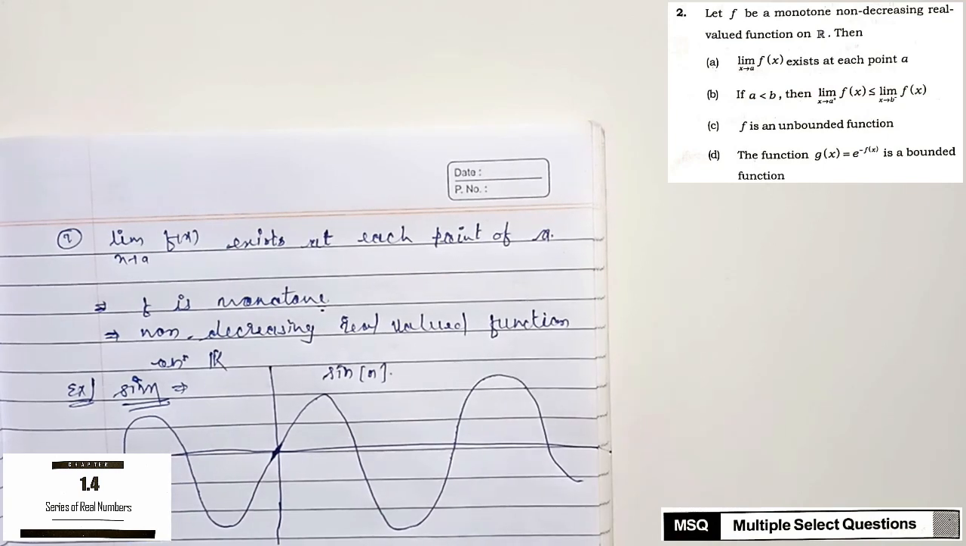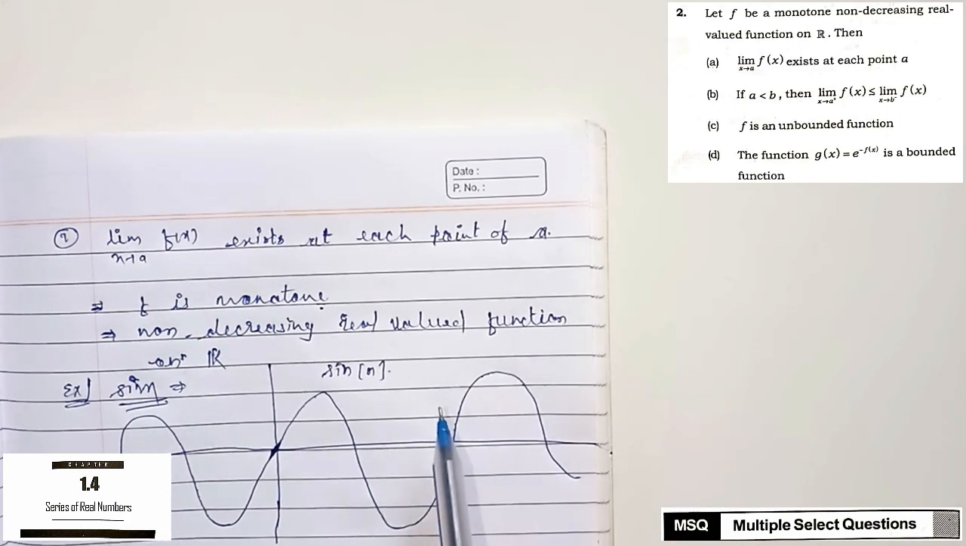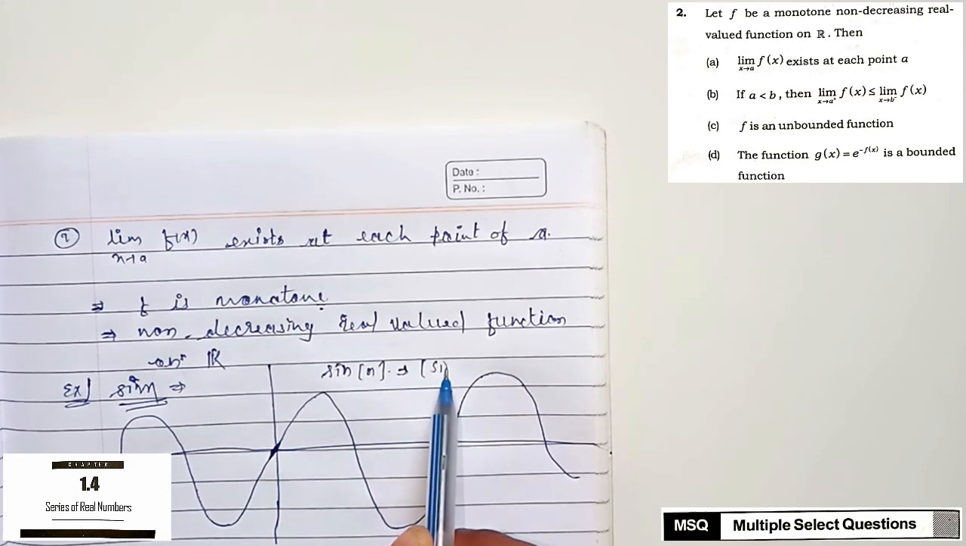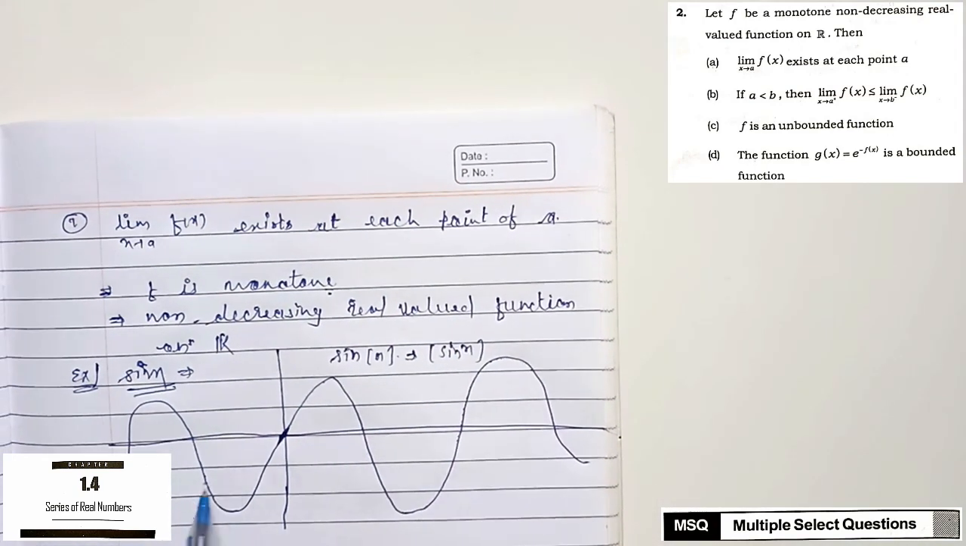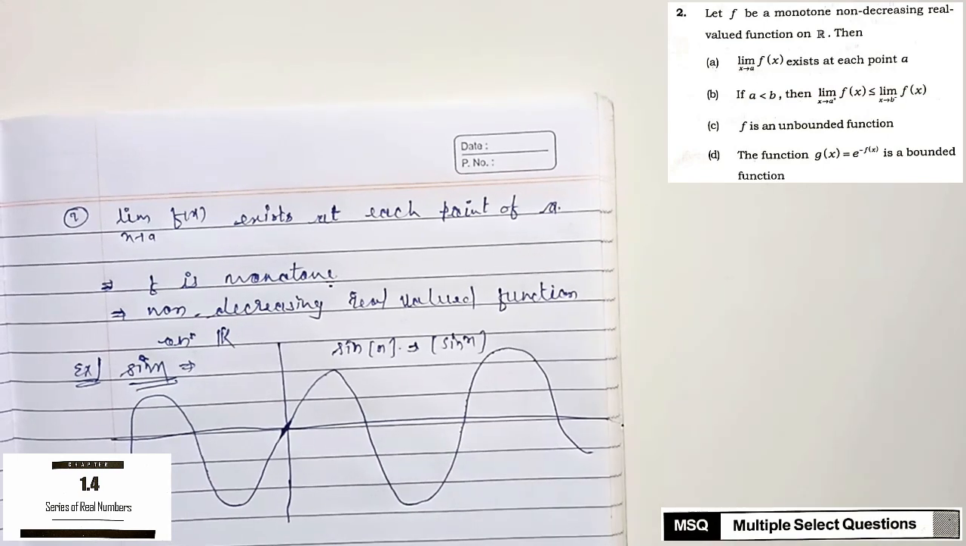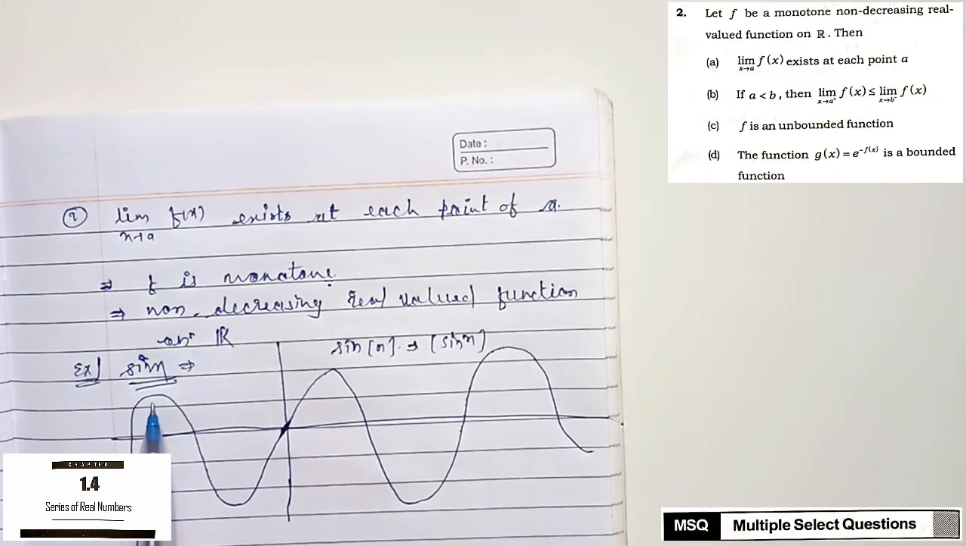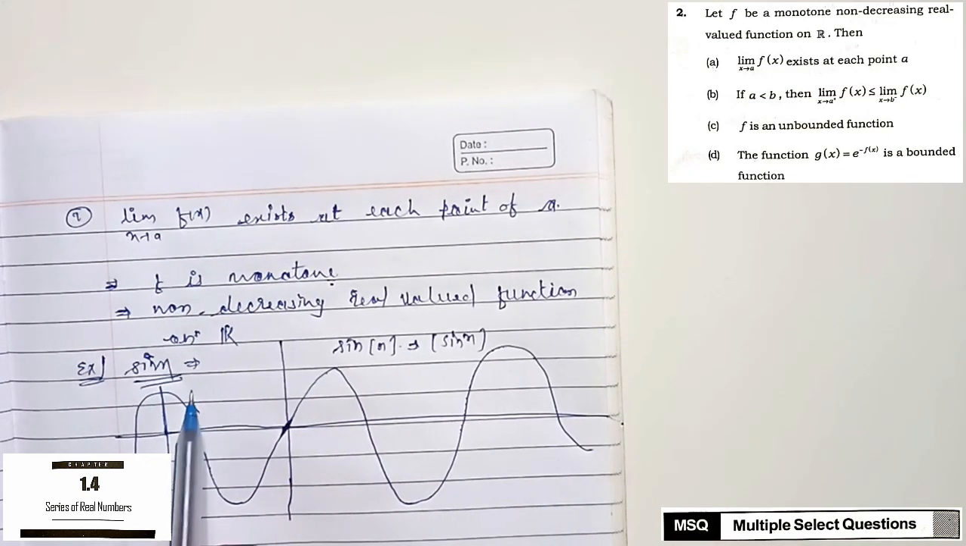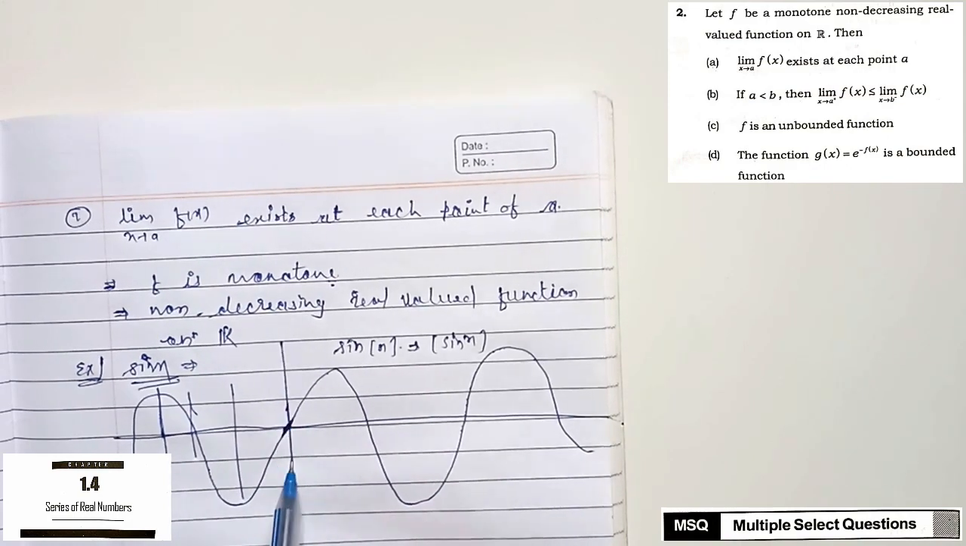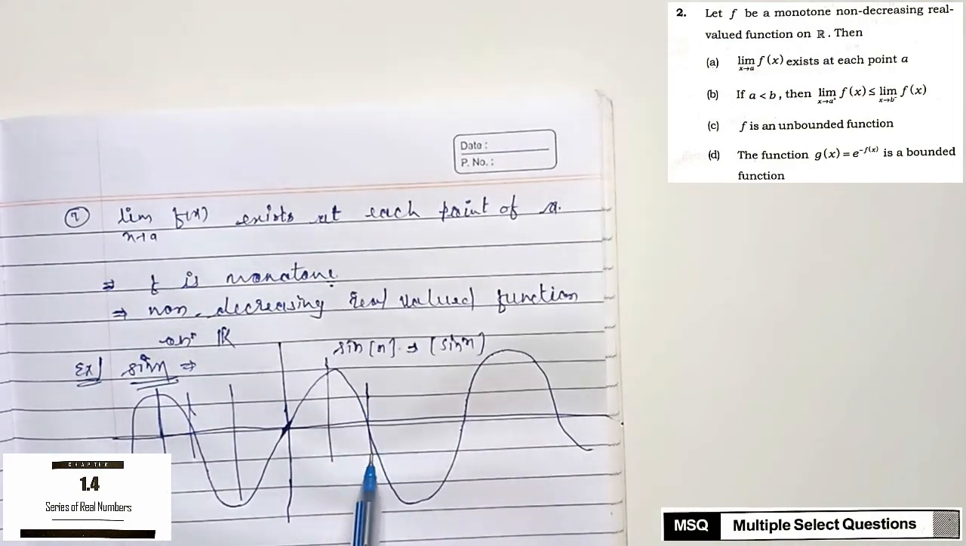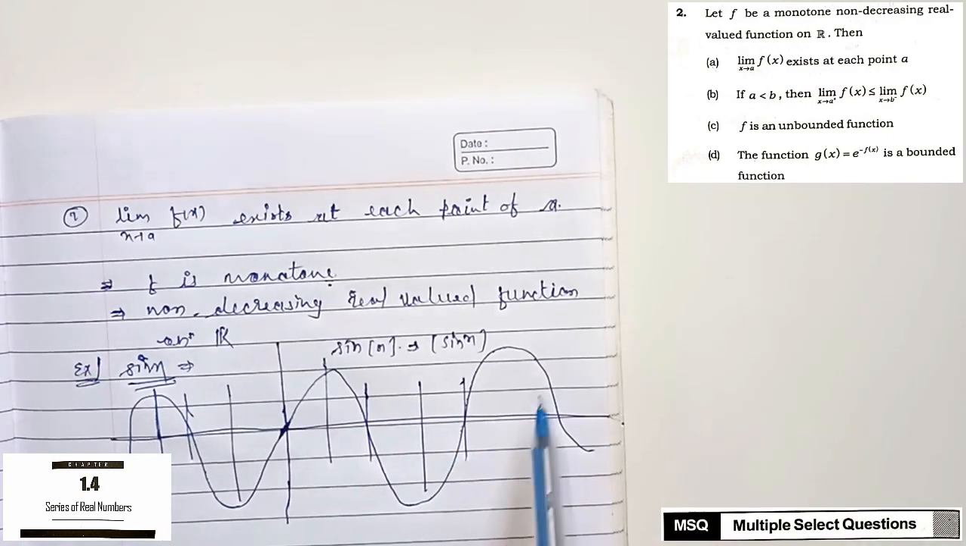So the greatest integer function of sin x means we want a graph which is piecewise continuous. It is the definition for the greatest integer function. So we want the graph of the greatest integer function of sin x. This is one interval, another interval again here. These are the intervals which I plotted here for better understanding.